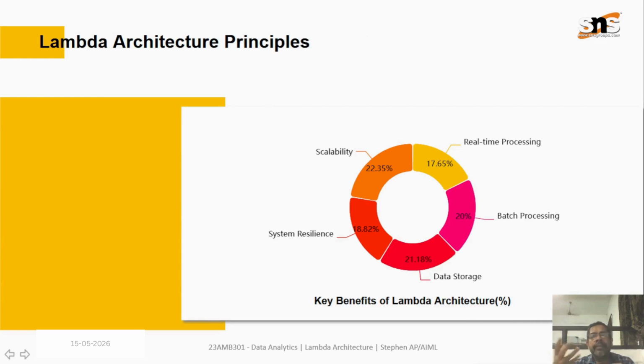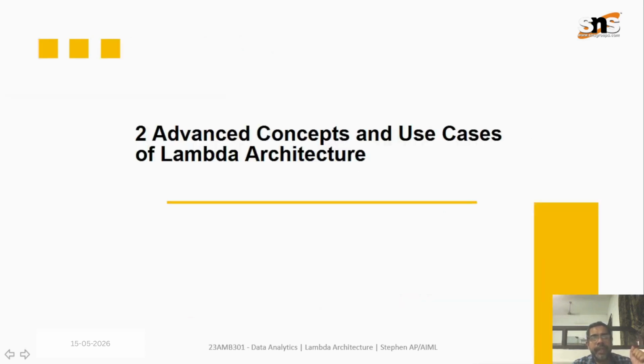And then the Lambda architecture principles. Scalability accounts for around 22%. Real-time processing is 17%, batch processing is 20%, resilience is 80%, and data storage is 21%. So this is the key structure.